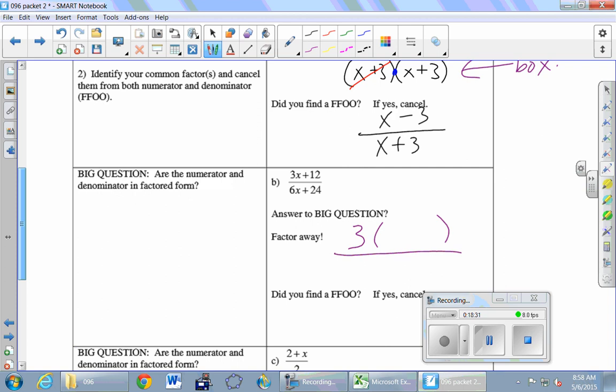Okay, when we factor out the 3, what do we get? X plus 4, and then downstairs, factor out 6. Which, the 3 over 6, you mean? If we had 2x plus 8 down here, then we could have factored out another 2. Do you want to change it to 2x plus 7?